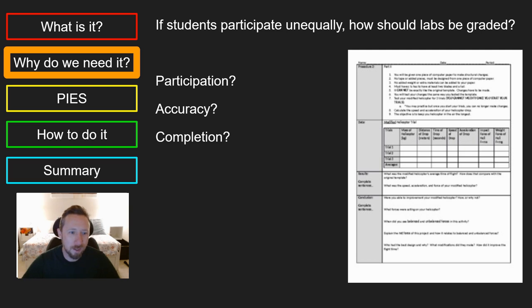If we're grading based on completion, then again, we're really just grading whether or not that student who did the work actually did the work. Accuracy is the same way. That one student who did the work, we just see how accurate they were, but none of the other students.